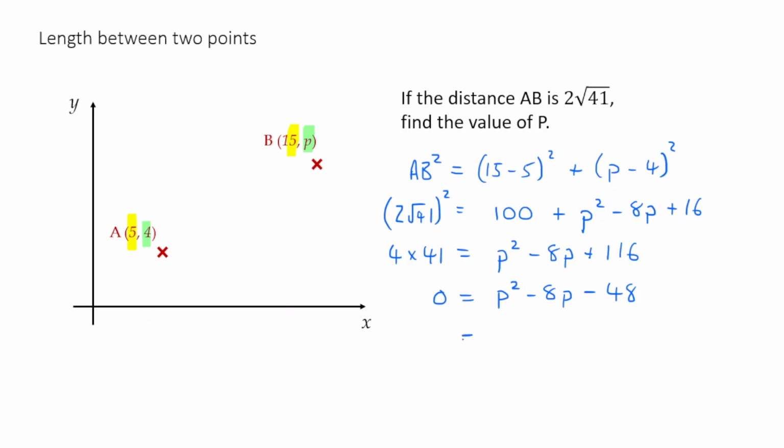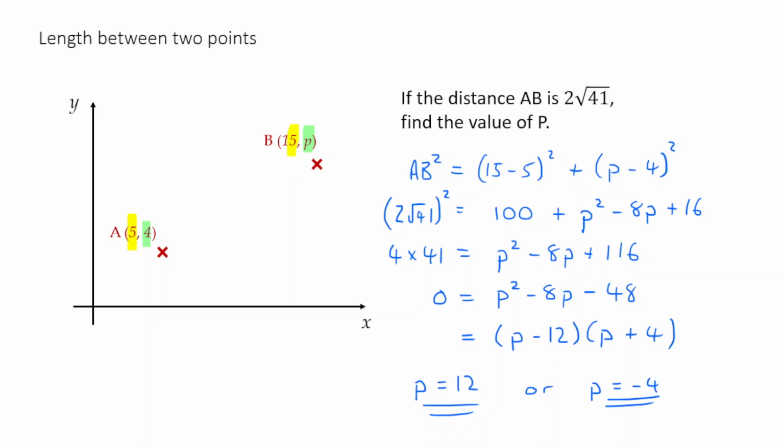And we can factorize that, right? That factorizes to give P minus 12, P plus 4. So actually there are two solutions that we could have. We could either have the solution P is equal to 12 or P is equal to minus 4.